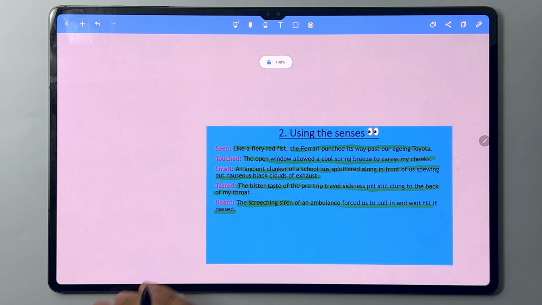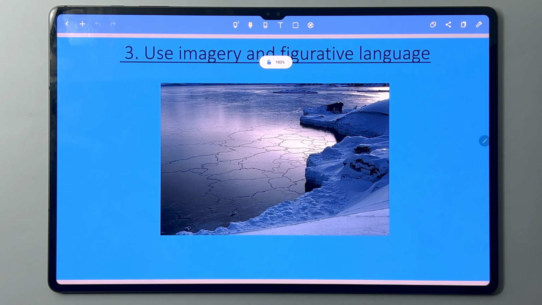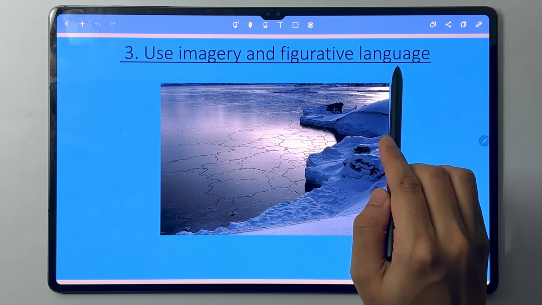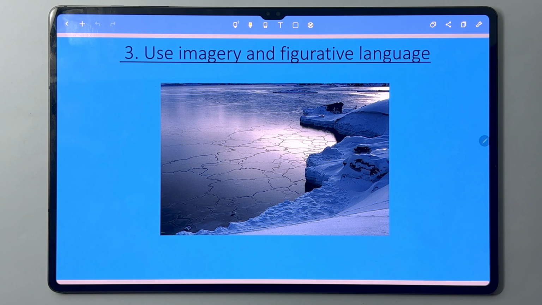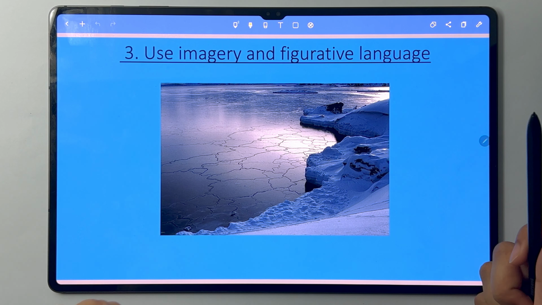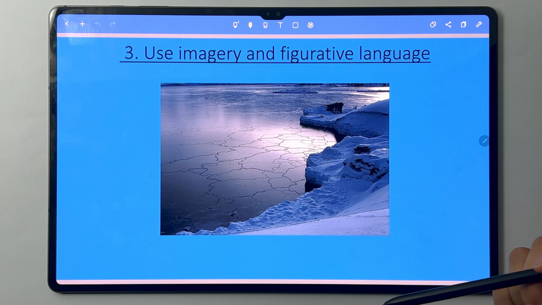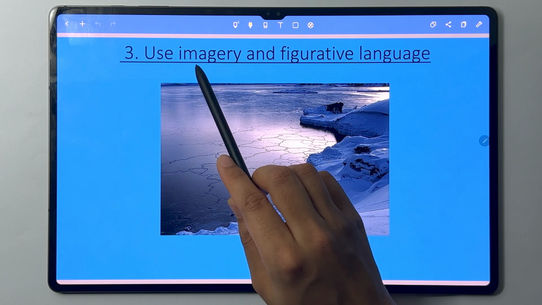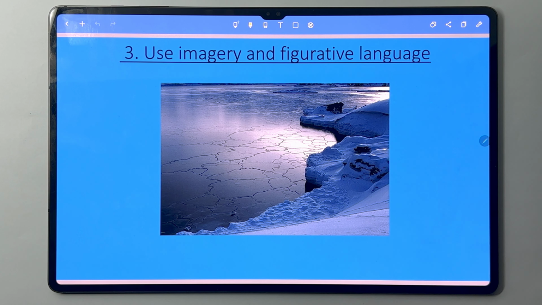Number three is using imagery and figurative language. So as mentioned before, that includes using similes, personification, metaphors, pathetic fallacy, alliteration, rhetorical questions, etc. Imagery is using words and phrases that evoke emotions and create a picture. It's in the word imagery, so it creates an image in the reader's mind. So when you look at a picture, you should be able to picture a range of ideas.